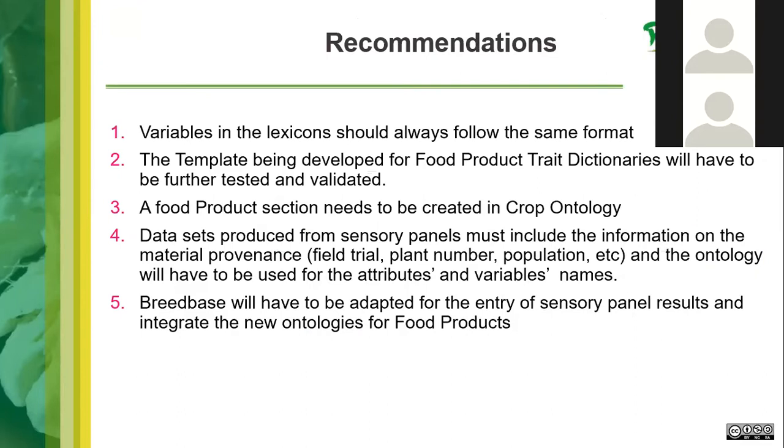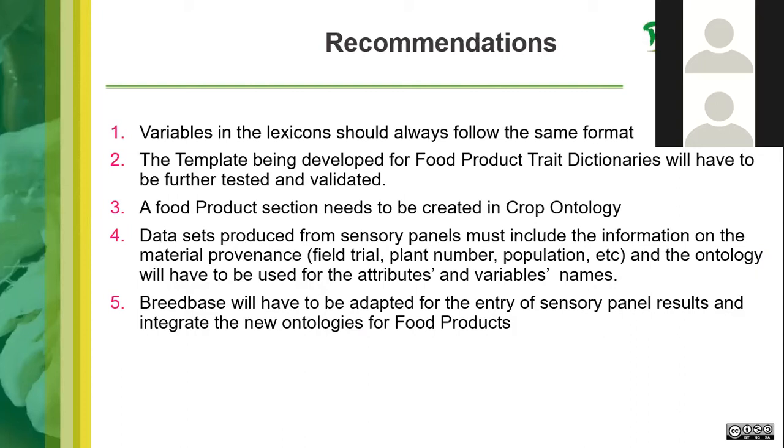As part of the recommendations, the variables in the lexicons should always follow the same format. I have already talked about this. And the template being developed for food product trait dictionaries will have to be further tested and validated. This is very important and necessary. And a food product section needs to be created in the crop ontology. I have hinted on that. And data sets produced from sensory panels must include information on the material provenance.